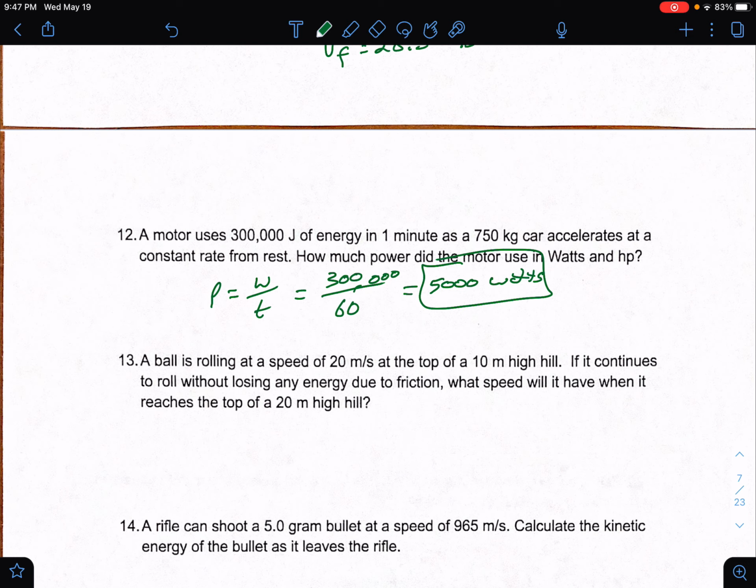My first answer wanted watts, but it also wants horsepower. So there are 746 watts in 1 horsepower. So all you've got to do now is just divide by 746. And that is going to come out to 6.7 horsepower.